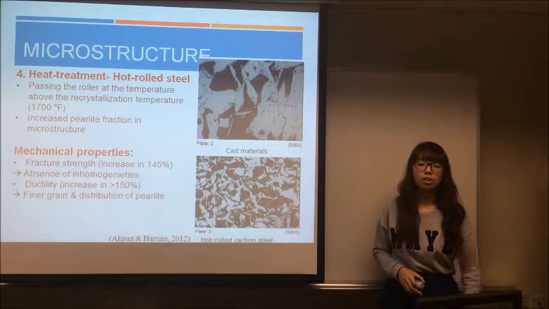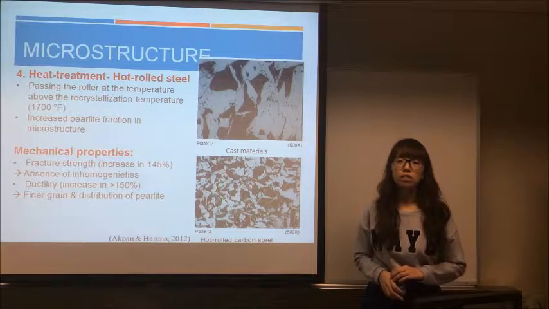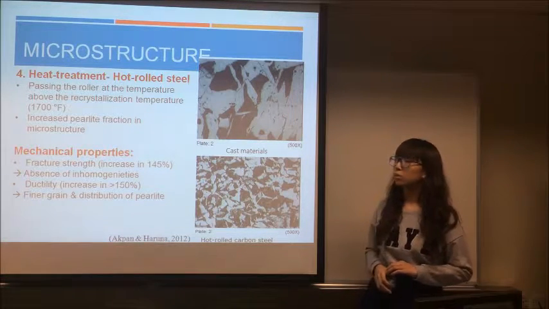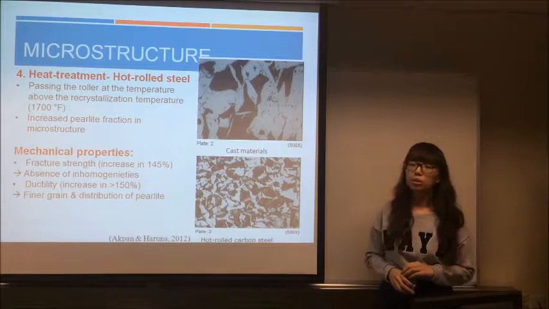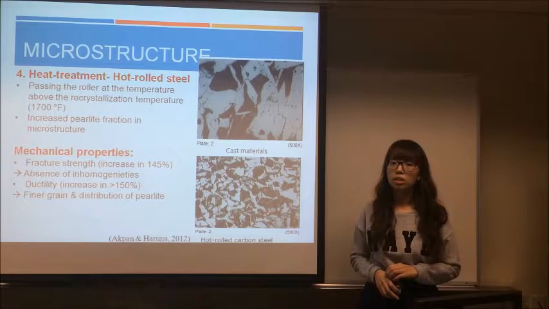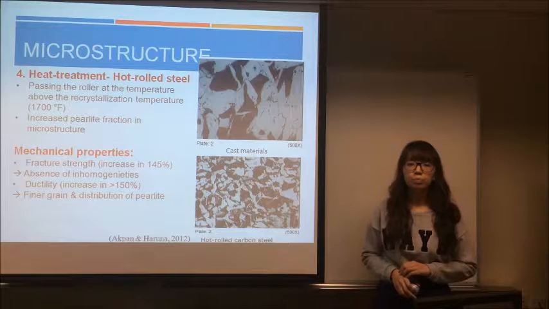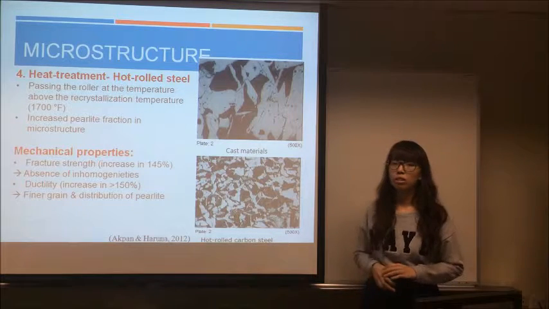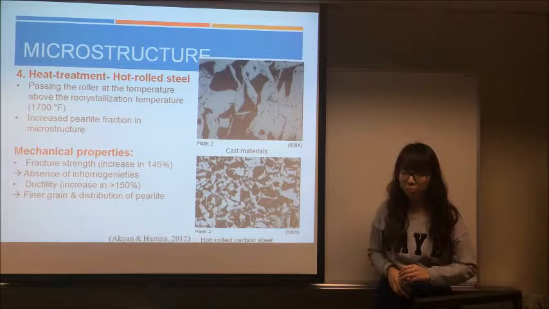And the fourth one is the hot rolled steel. This steel is deformed by passing it through rollers at a temperature over its recrystallization temperature, which is usually 1,700 degrees Fahrenheit. And there is an increase of pearlite microstructure in the hot rolled steel.